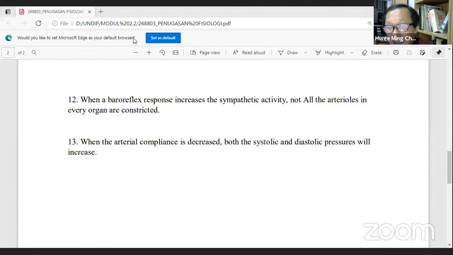So which means that if the arteries are more stiff, you've lost this elastic recoil. So you can expect that the diastolic pressure, which is actually due to the elastic recoil, will be lower. So that's the reason. When the arterial compliance is decreased, systolic blood pressure will increase, but the diastolic blood pressure will decrease, because of the reduction in elastic recoil. So overall, the sentence is incorrect because of that.